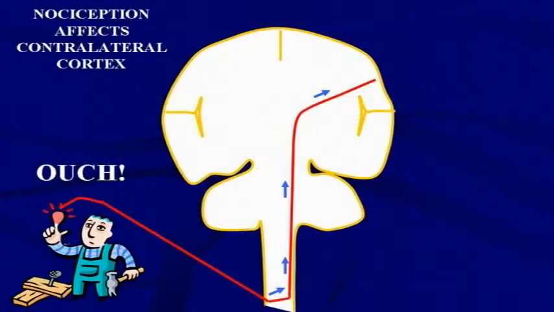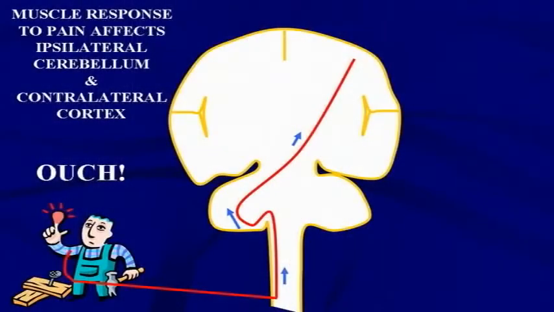Now, nociception affects the contralateral cortex. Muscle response to the pain: when there's pain, there's this withdrawal response, and those muscle responses affect the cerebellum on the same side, but go and affect the cortex on the opposite side. So we have ipsilateral cerebellum, contralateral cortex. And the two together then impact the opposite cortex and the ipsilateral cerebellum.